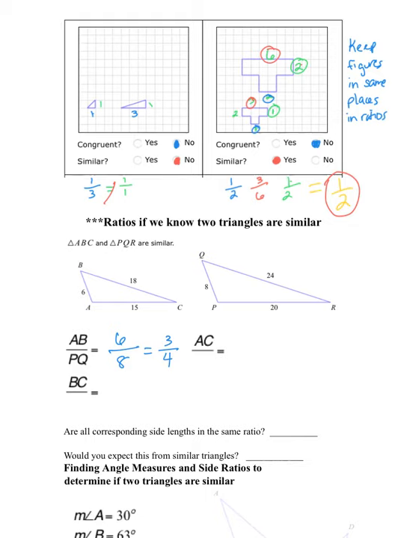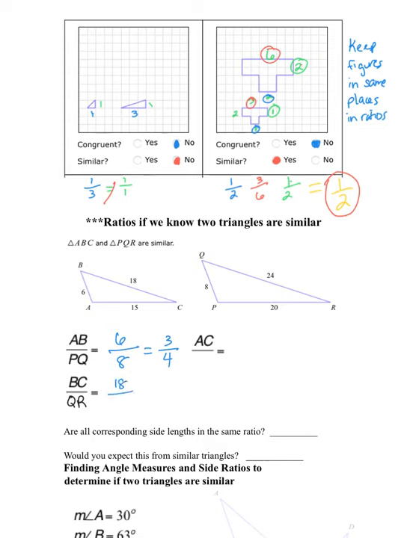You're looking for corresponding parts. So what is the corresponding side to BC? That is QR. And what is the length of BC?